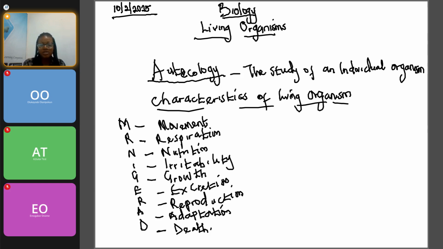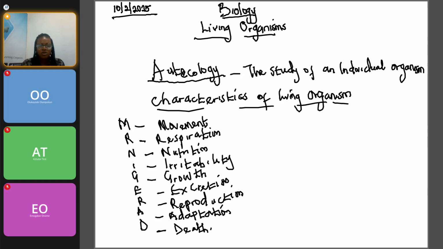All right. Respiration is, of course, you breathe in, you breathe out, but it is not limited to breathing in and breathing out. When you breathe in oxygen, you break it down to give you energy. So that is respiration. Respiration is not only limited to breathing in and breathing out.